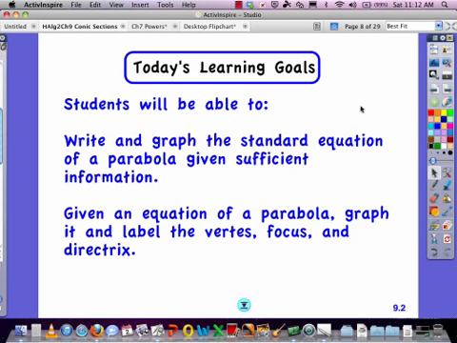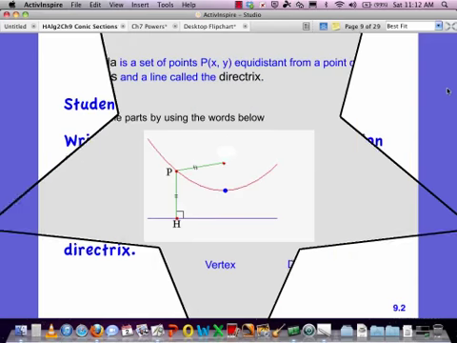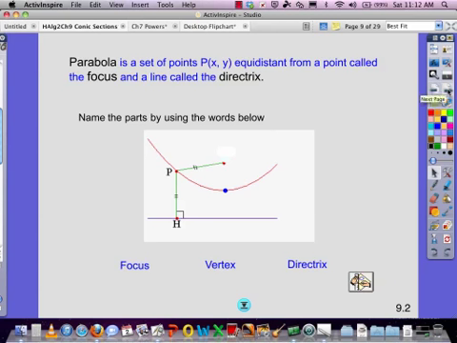So you can see from our learning goals, you want to be able to write and graph the standard equation of a parabola given sufficient information, and then also, given an equation, be able to label all the different parts of the parabola. So to do that, let's first introduce our definition of a parabola, a little different than we saw before.